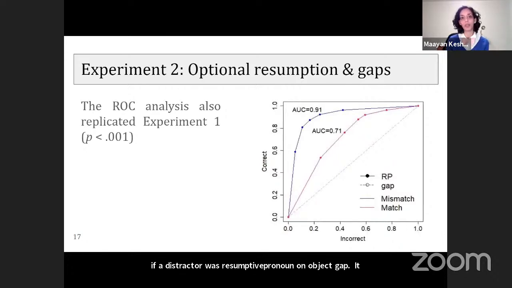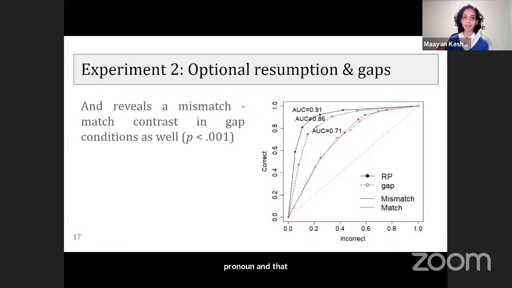These curves are for the resumptive pronoun conditions, and that means the decrease in discriminability here should reflect the effects of both encoding interference and retrieval interference. Now, in the gap conditions, we also see a significant decrease in discriminability, which now represents only encoding interference.